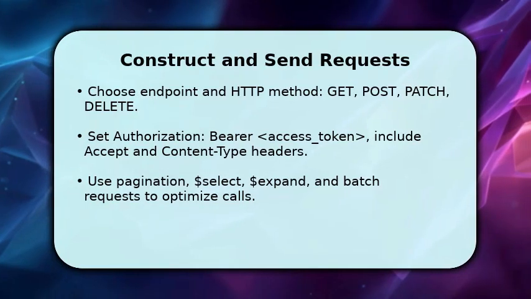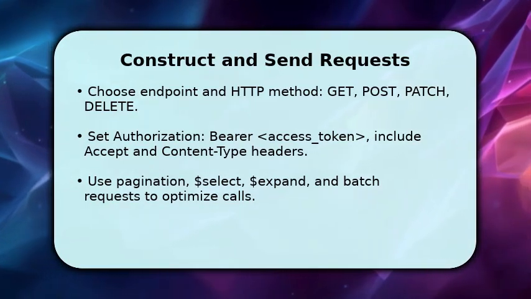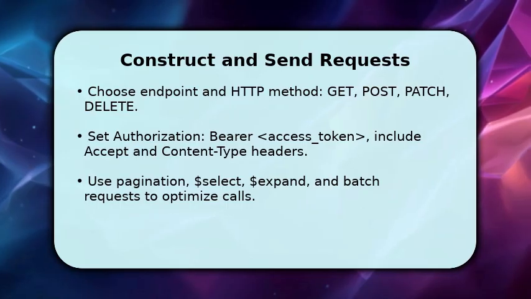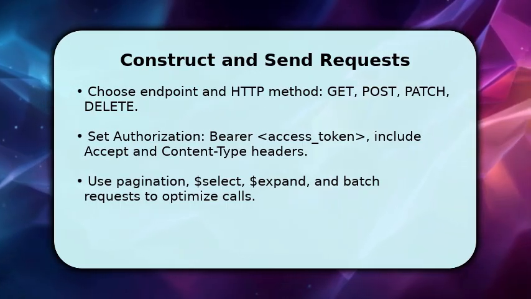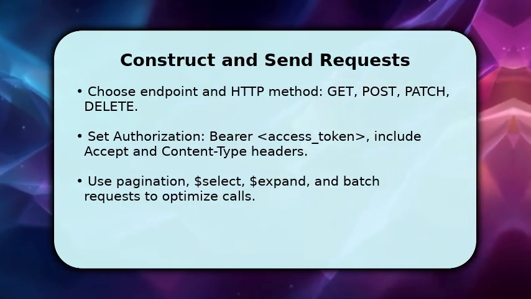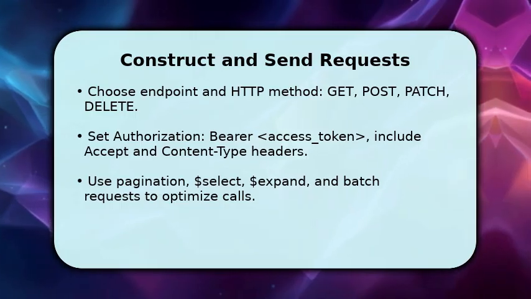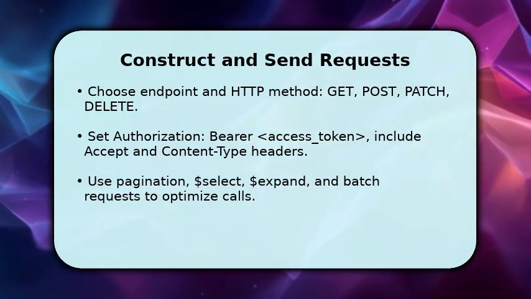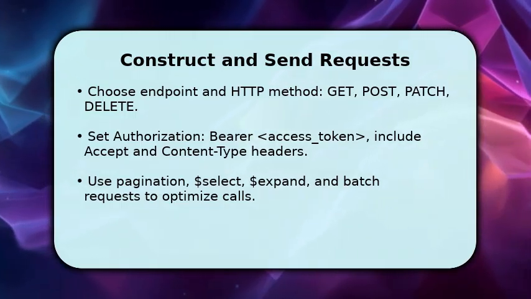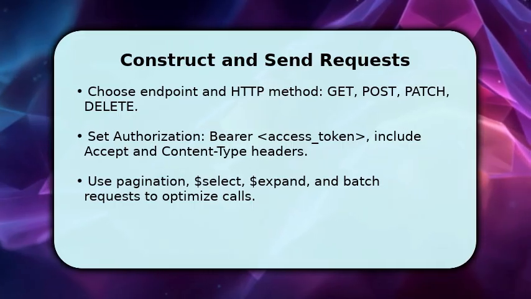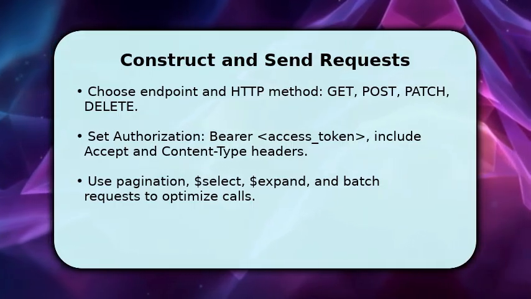Once you have a token, build the request URL and pick the HTTP method that matches the operation. Make sure you set authorization to bearer plus the access token and include accept and content type headers. This prevents format errors. Then, add query options like $select and $expand to limit payloads and handle @odata.